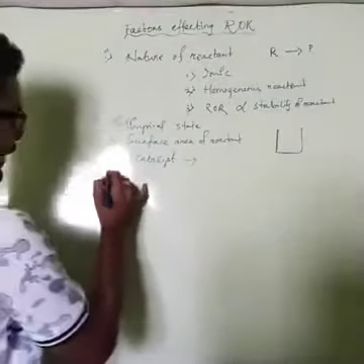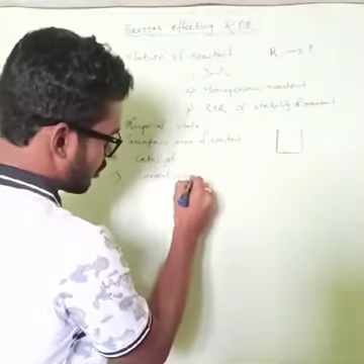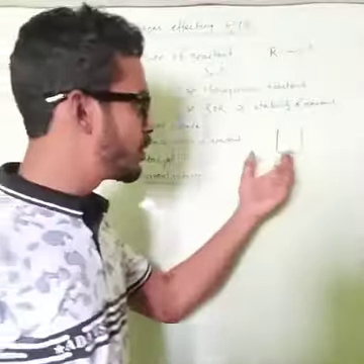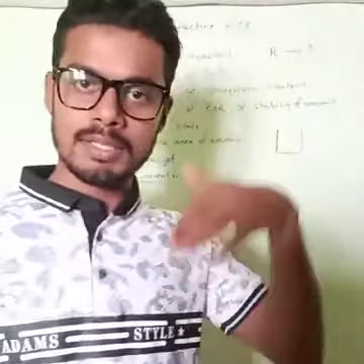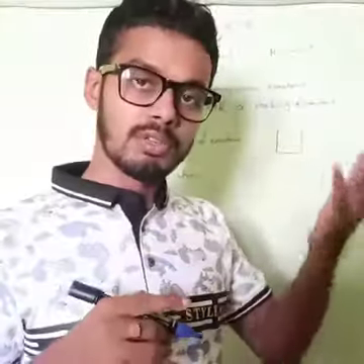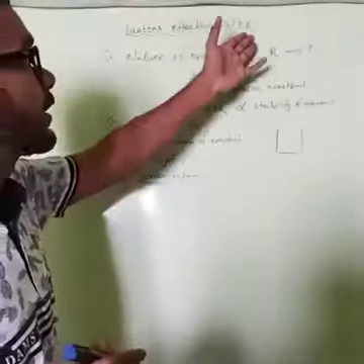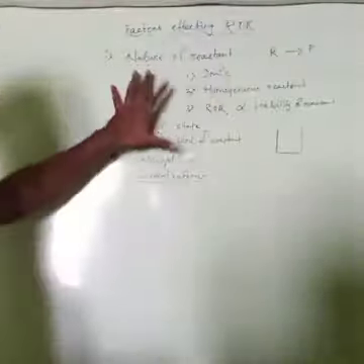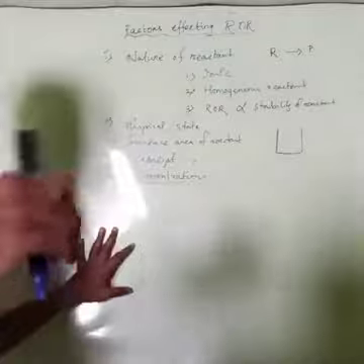And most importantly, the last one is concentration. Concentration, very very important. If you change the concentration of the reactant, suppose 1 mole is there, and the concentration is high, the reaction will be fast. If you dilute it, the concentration will be less. So accordingly, the rate of reaction will change. So these are the factors affecting the rate of reactions. Just note it down.